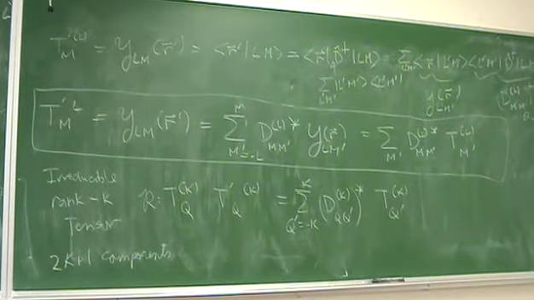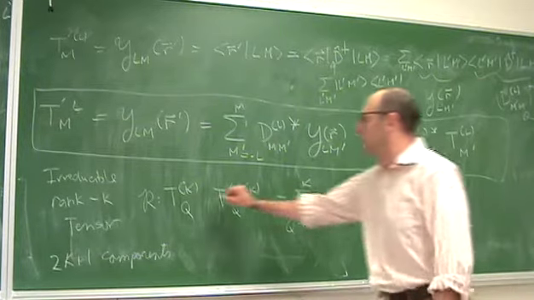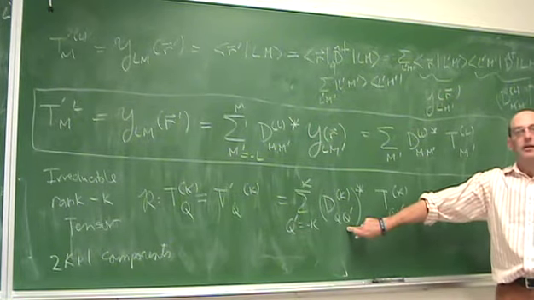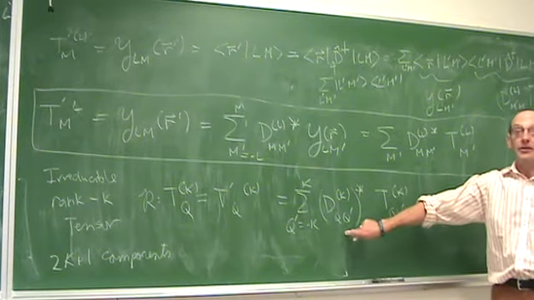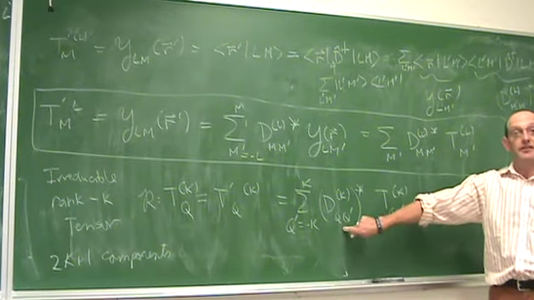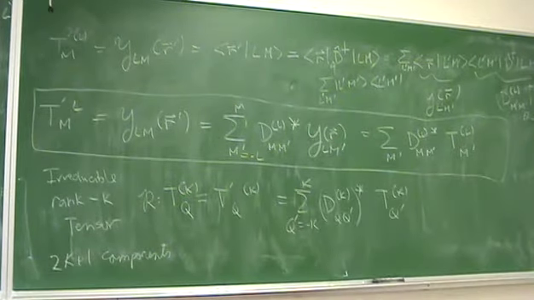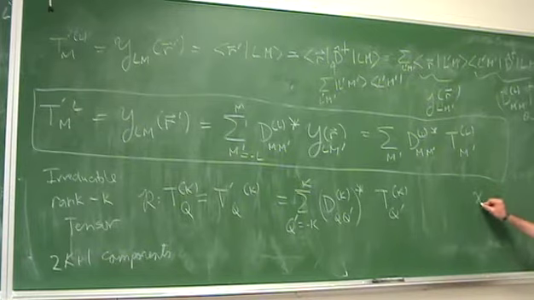A group of 2K plus 1 objects which transforms under a rotation according to this rotation matrix, which is a 2K plus 1 by 2K plus 1 matrix, is known as an irreducible rank K tensor. A vector is a rank 1 irreducible tensor as long as I write its components in the spherical basis. But if I were to write x_q, that's a rank 1 tensor.